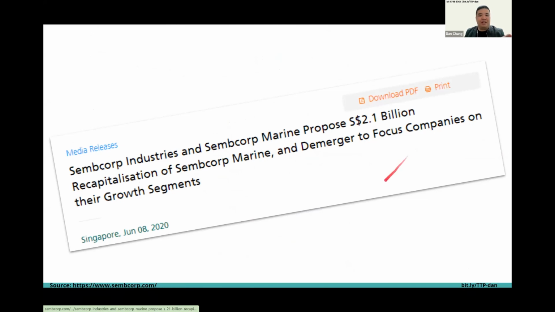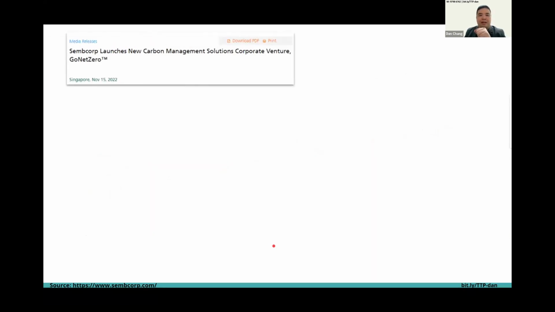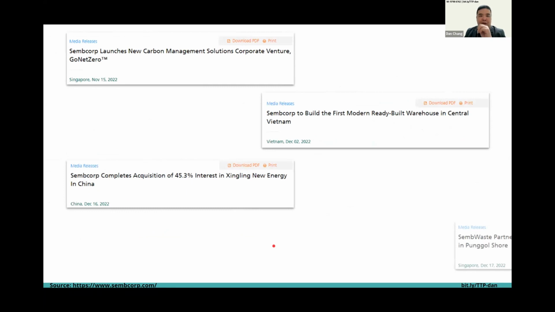So this proves they're very committed. It's their resolution to evolve into renewable energy, because before that, Sembcorp Marine was a very big part of Sembcorp Industries' business. But in a bid to become a renewable energy player, they demerged from it and stayed committed. And like Capital Corp, they walk the talk.